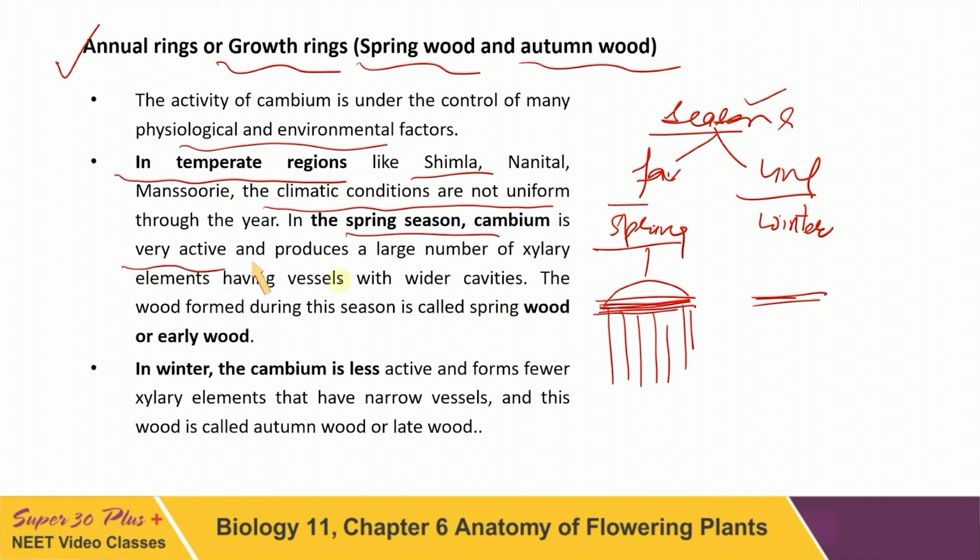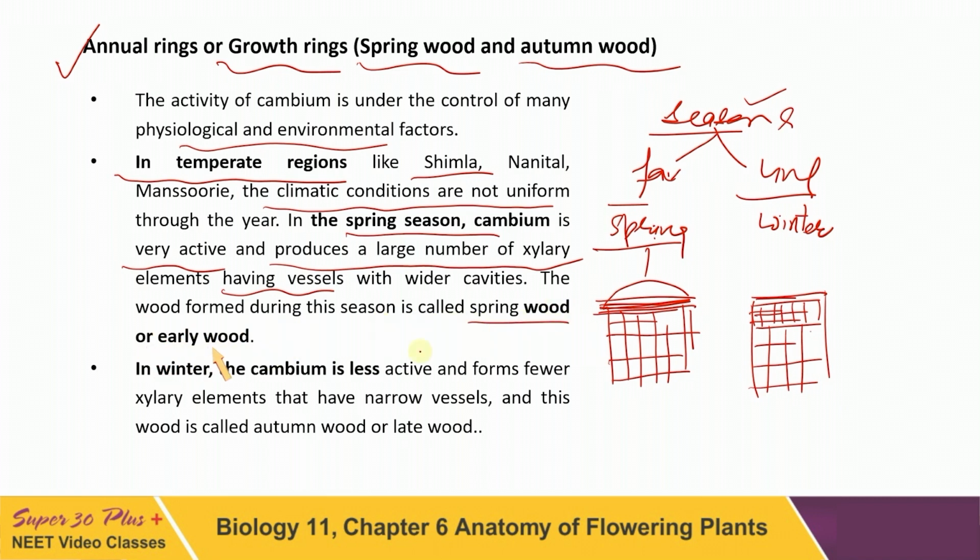Cambium is very active and produces a large number of xylem elements, and the vessels formed in the spring season will have a comparatively larger diameter. While those formed in the winter season will be of narrow diameter. If you think in that way, this is the narrow diameter, and here, when the season was spring, the xylem was formed with wide diameter. The wood formed during this season is known as spring wood or early wood, and this wood will be known as late wood, or autumn wood.